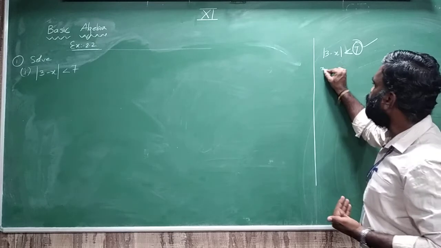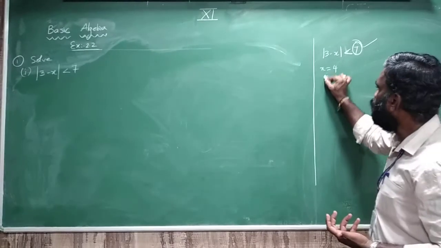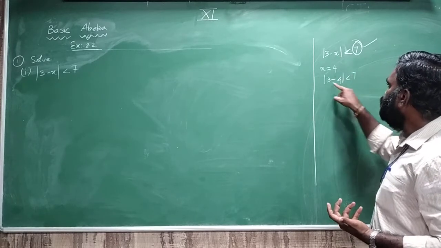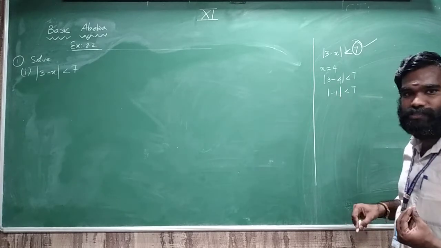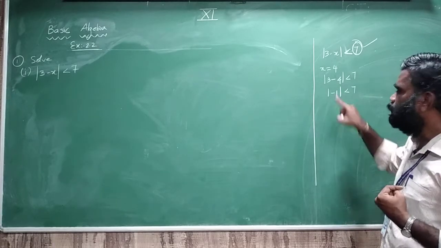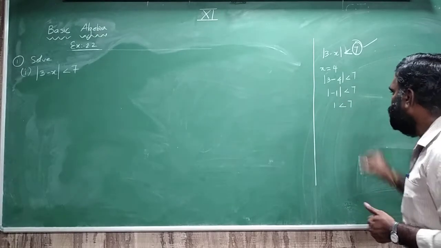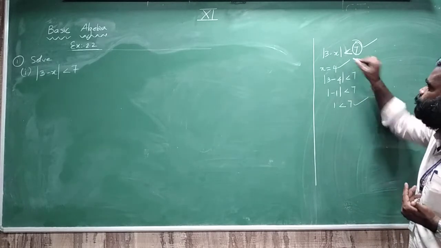Suppose I apply x equal to 4. Modulus of 3 minus 4, that is minus 1, less than 7. Modulus of minus 1 I can write as plus 1. Plus 1 is less than 7. Yes, it satisfies, so I can put the value 4.